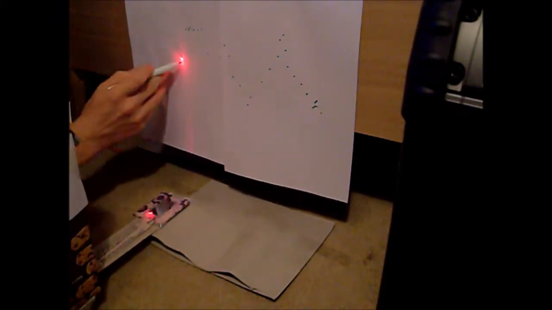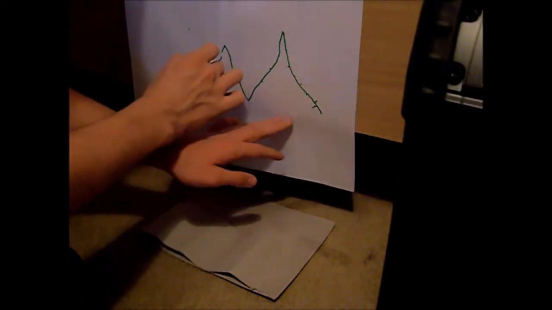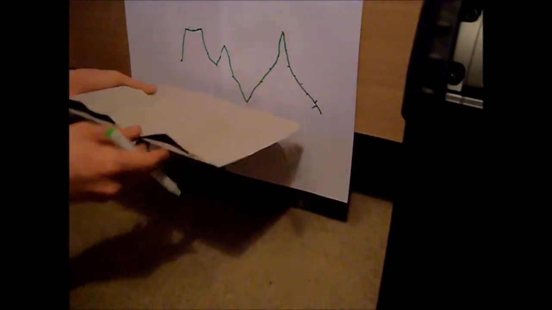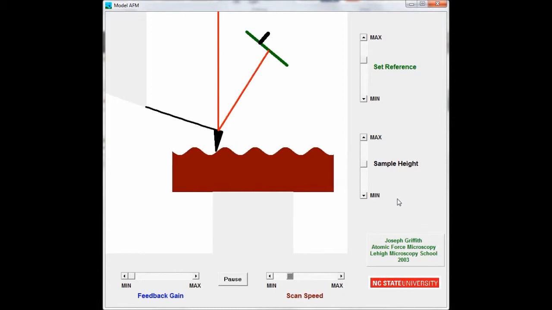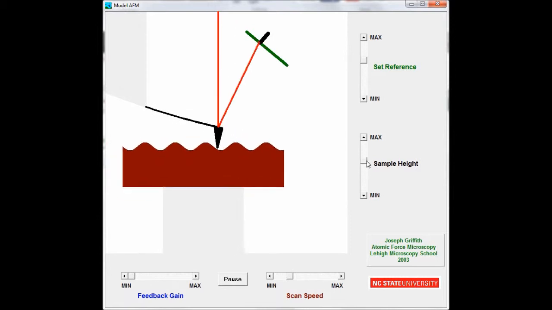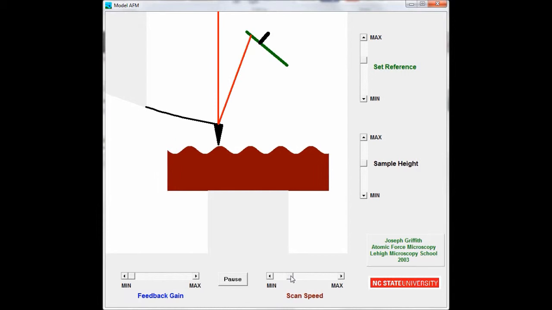This also allows the microscope to build up a 3D image, unlike electron or optical microscopes. Another way they work is by using the same process, but by moving the sample instead of the cantilever. This program simulates an atomic force microscope. In this example, the sample is moved under the cantilever. The height of the sample can be adjusted, and so can the scanning speed.